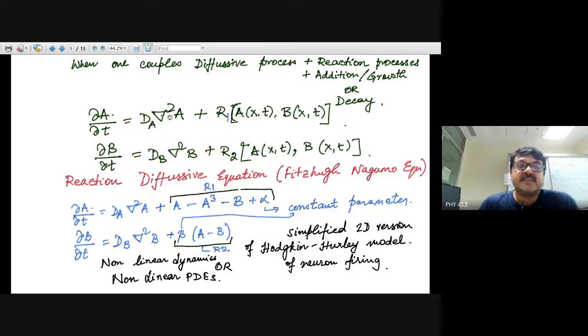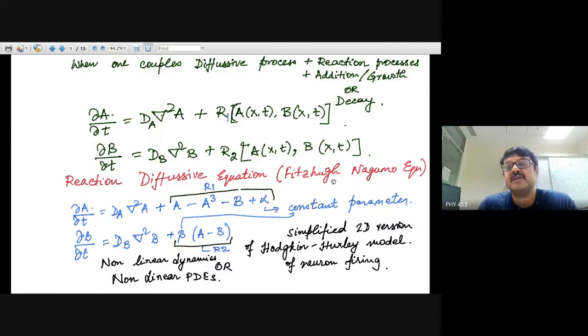So these are the diffusion terms, and these are the reaction terms. And similarly, you have an equation for B. So R1 is a function of A, which in turn is a function of x and t, and is a function of B, which in turn is a function of x and t. And this is function R1, and this is function R2. And these are called reaction diffusion equations.